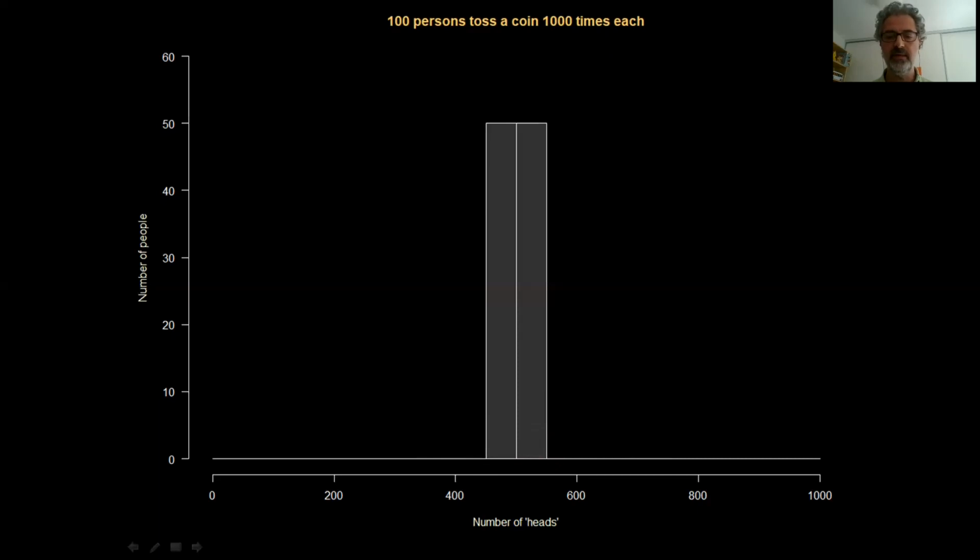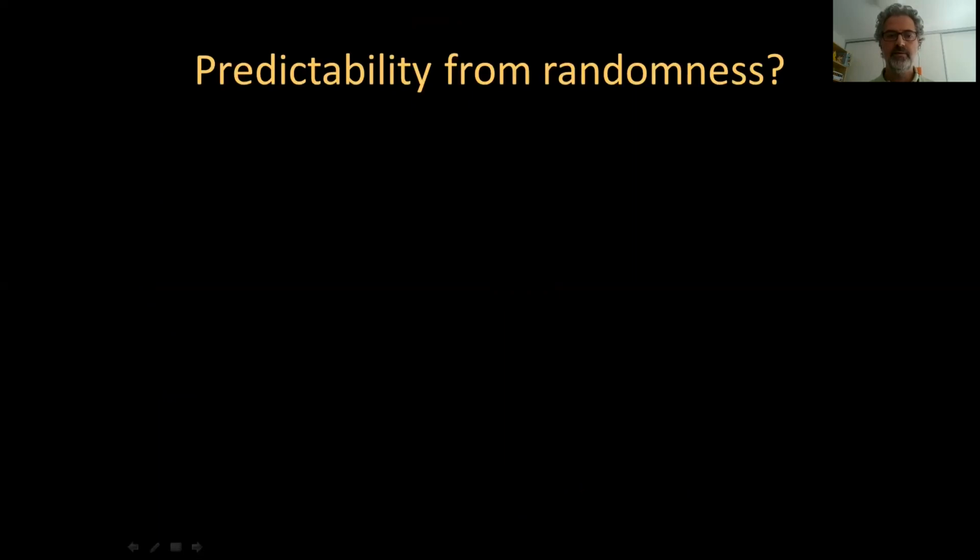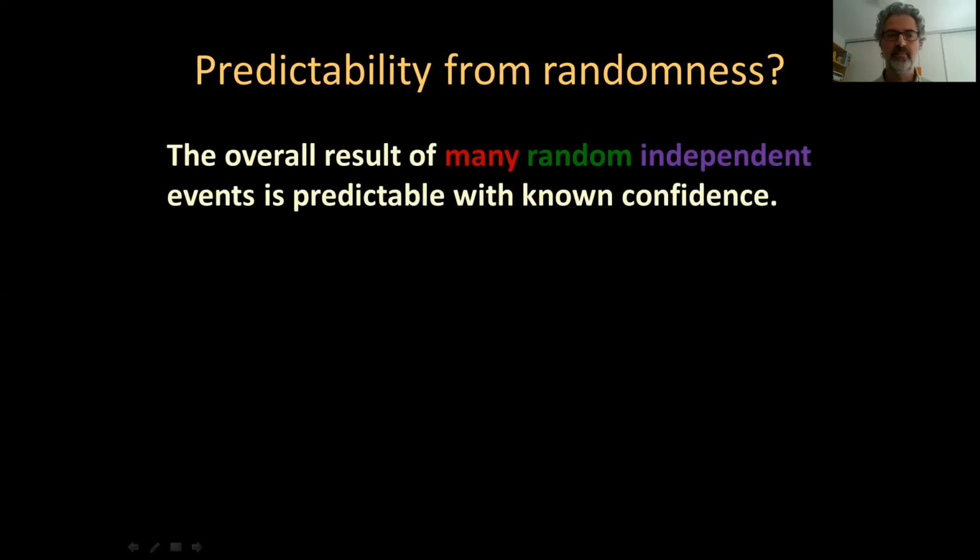But the point I want to make here is that when you toss many times, you expect the ratio of heads to tails to be close to the mathematically expected probability of the coin, which is 50-50. So there are two ways that you can get predictability from randomness in this simulated experiment. In general, the overall result of many random independent events is predictable. And actually, it's predictable with known confidence, and we'll get into that later in the course.